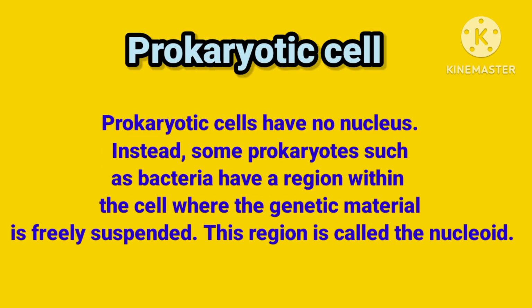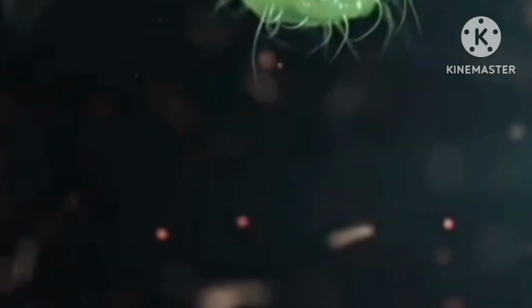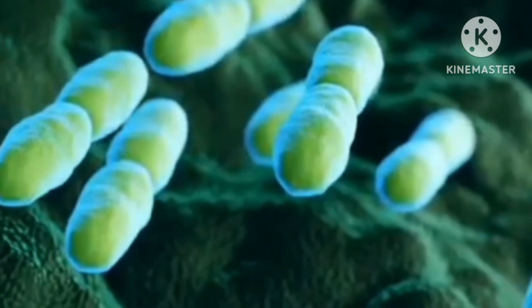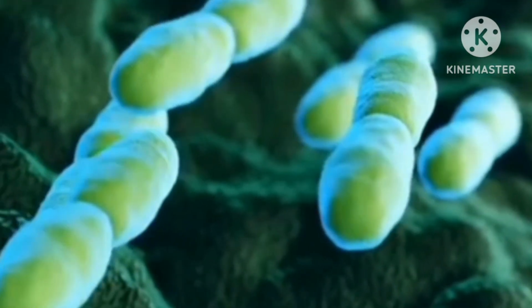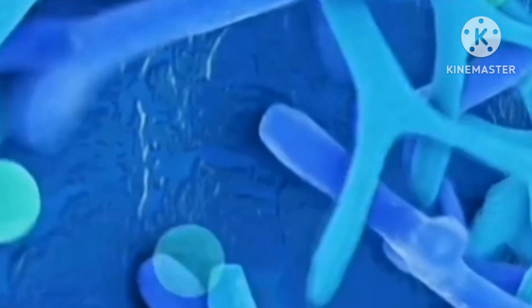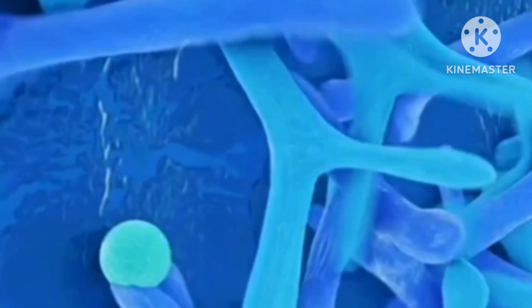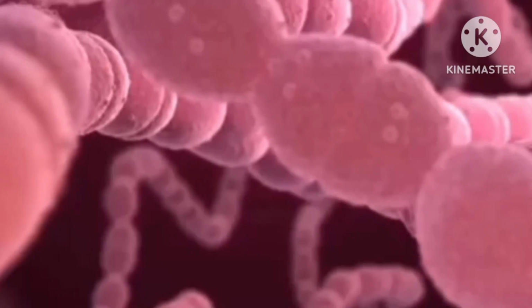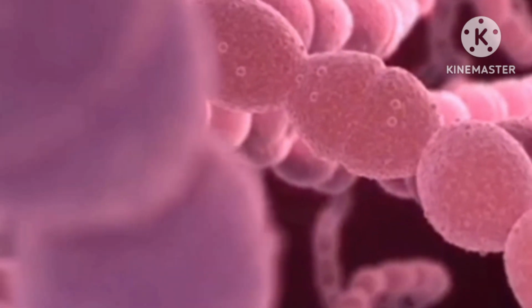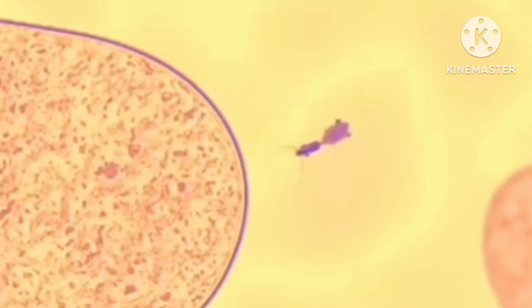Prokaryotic cells have no nucleus. Instead, they have a genetic material which is freely suspended in the region called nucleoid. Bacteria, comma-shaped, rod-shaped, every bacteria is a prokaryote because it has a genetic material in the form of DNA or RNA which is freely suspended in the region called a nucleoid.